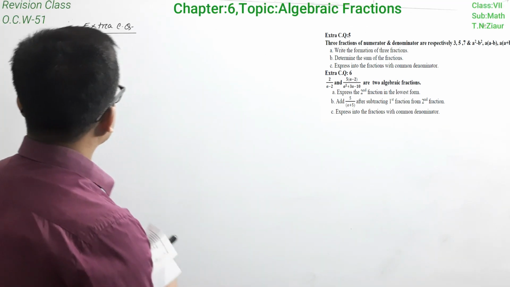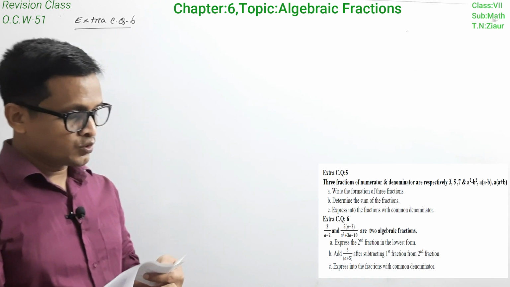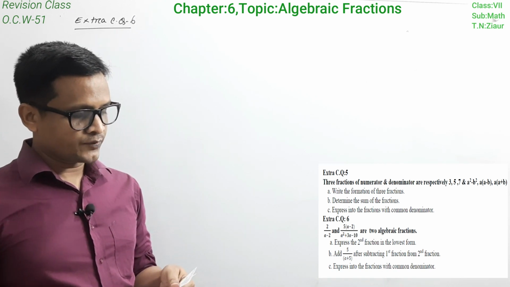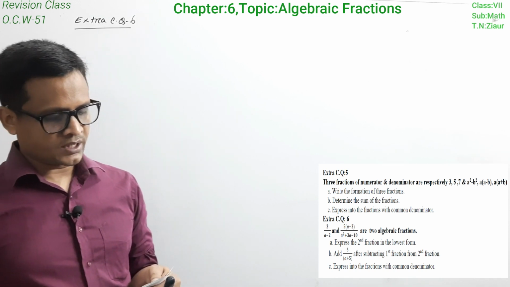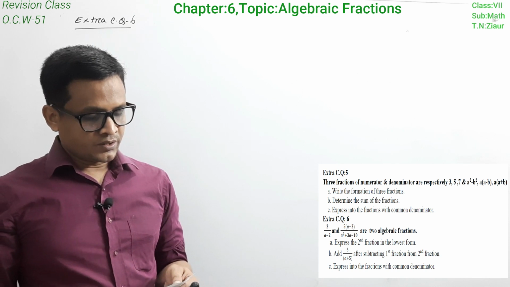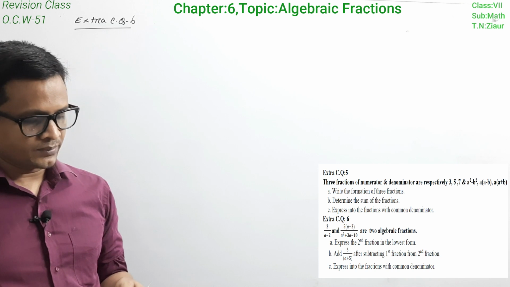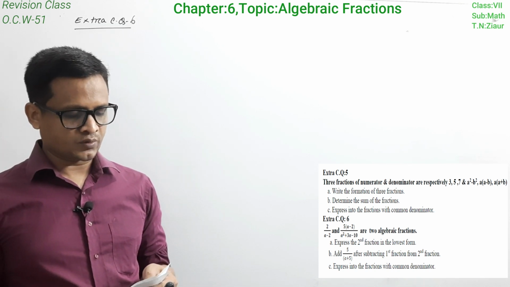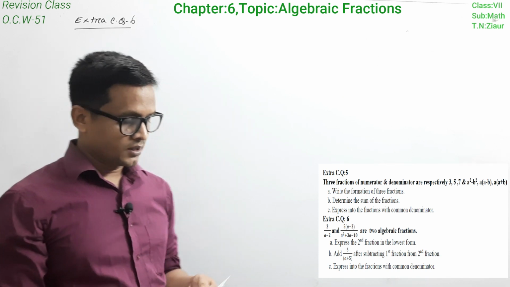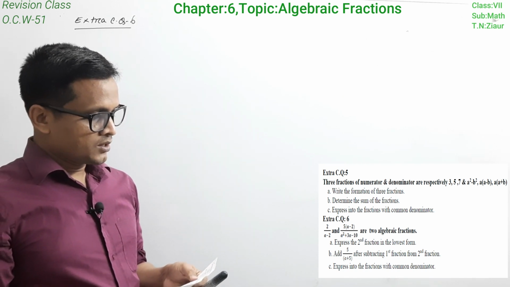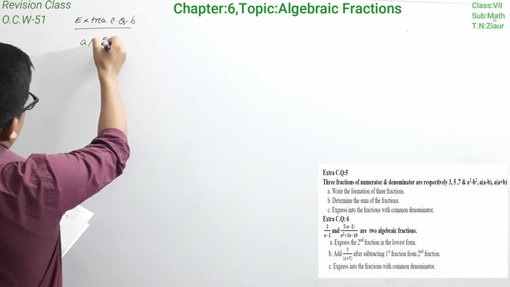Okay students, now we will solve extra CQ 6. Which one is given? a by 2 by a minus 2, and 5 into (a minus 2) by a square plus 3a minus 10 are two algebraic fractions here. In part a, express the second fraction in its lowest terms, and in part b, after subtracting the first fraction from the second fraction, express it as a fraction with a common denominator. So now first, for part a, we can write the solution.